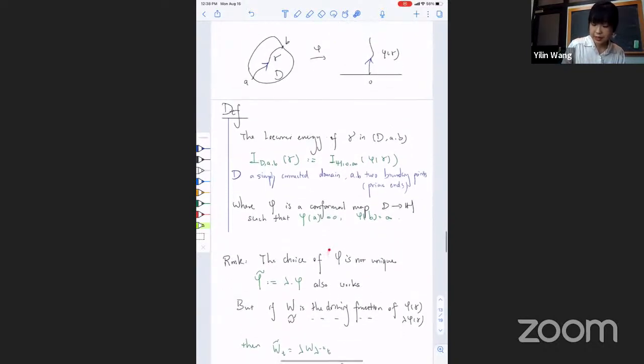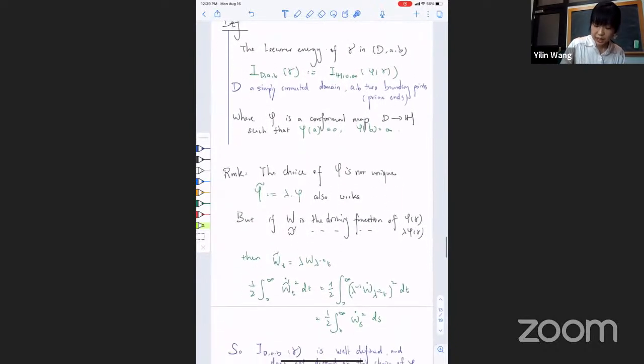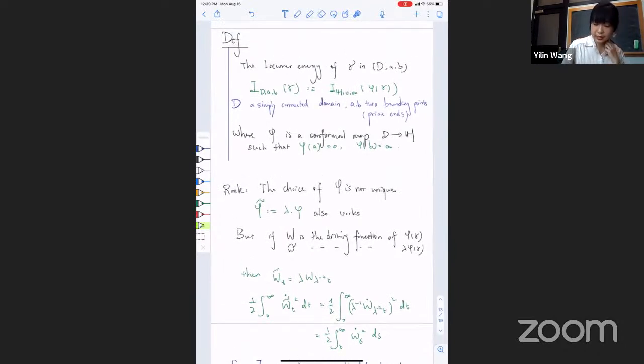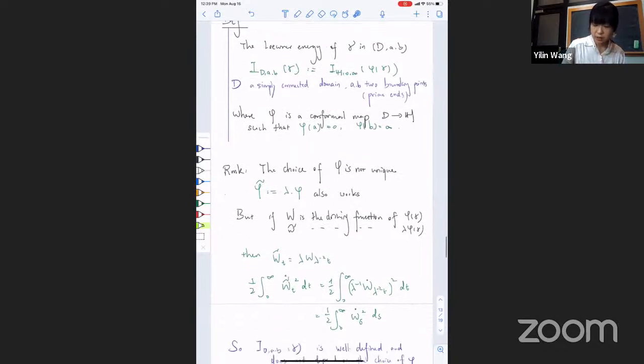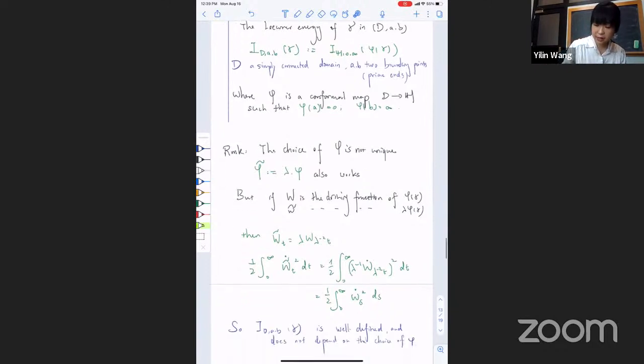Well, here again, this phi is not unique, but we can check that actually if you apply a scaling to phi, then the Loewner energy doesn't change. So this is already not surprising because Brownian motion's law is invariant under the Brownian scaling, and Dirichlet energy is its large deviation rate function. But we can also just check it directly.